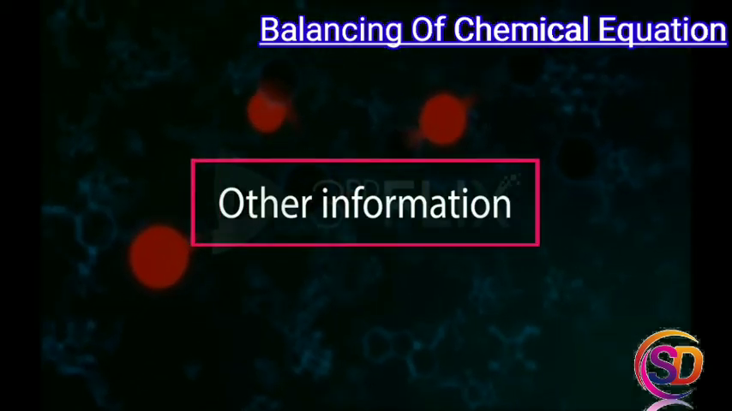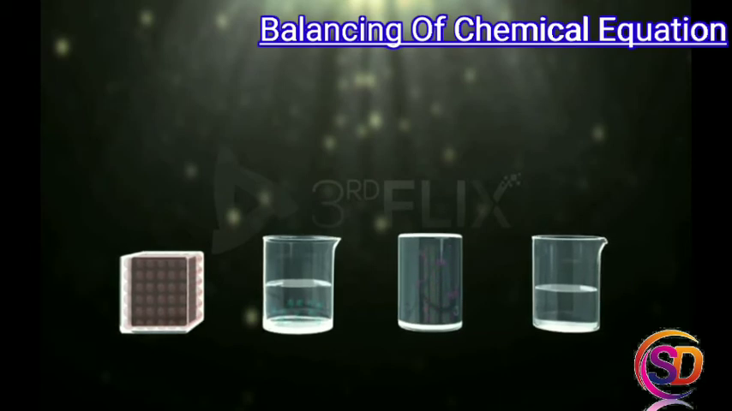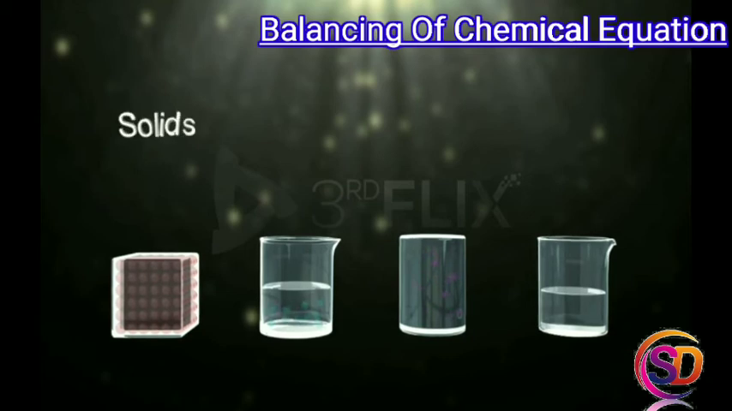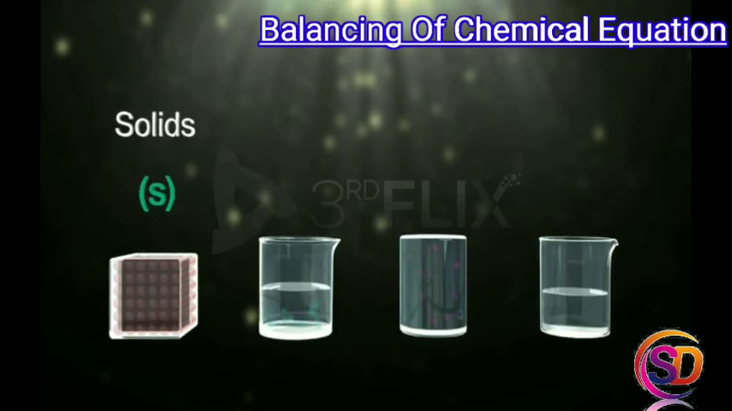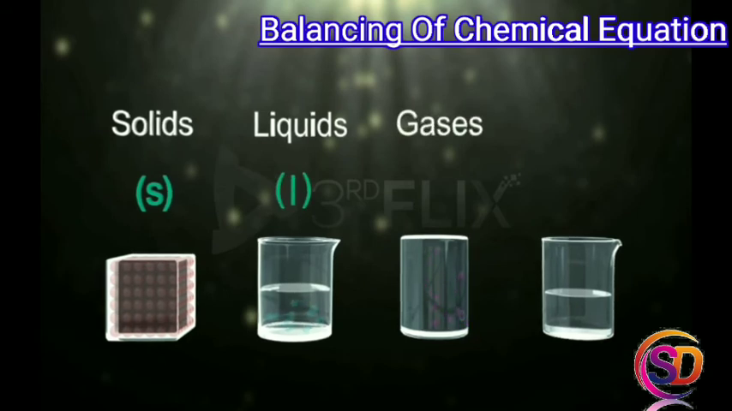Other information. To make a chemical equation more informative, the physical state of the reactants and the products is mentioned along with their chemical formulae by writing in common brackets. Solids are denoted by writing (s). Liquids are denoted by writing (l). Gases are denoted by writing (g).